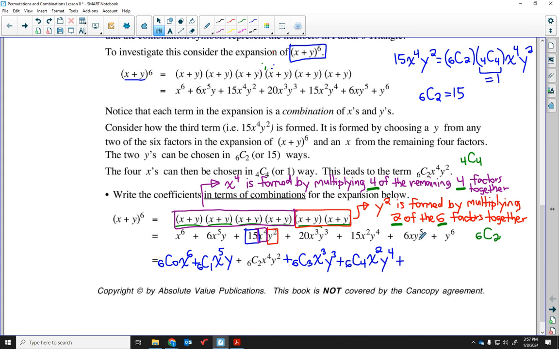And then plus 6 here. Okay, now we have y to the power of 5. So of the 6 factors available, we're going to choose 5 of them to get y to the power of 5. So 6 choose 5, x y to the power of 5. And for the final one right here, we need to make use of all the factors to actually get y to the power of 6. So this would then be 6 choose 6, and then I would have y to the power of 6.